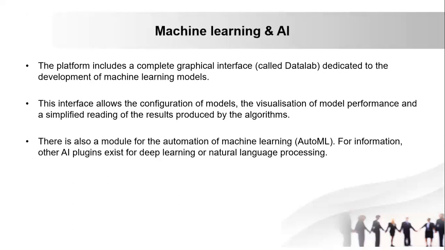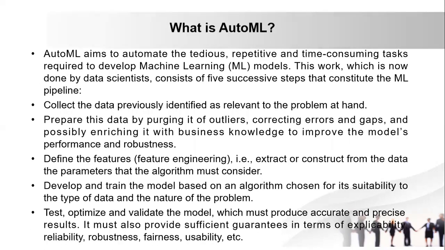Then machine learning and AI. This Dataiku platform includes a complete graphical user interface, and it directly has the headings of the machine learning models, so that the person who is trying to apply those models, even if he is new in the machine learning area, finds it easy to use this tool. And there is a module for AutoML, automation of machine learning, available in this tool. So what is that AutoML actually?